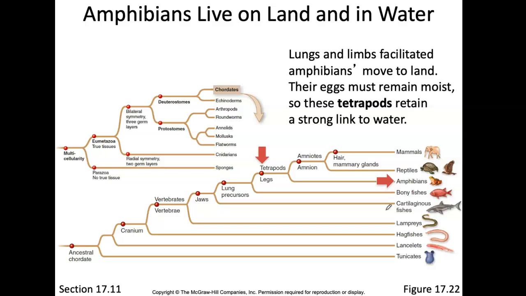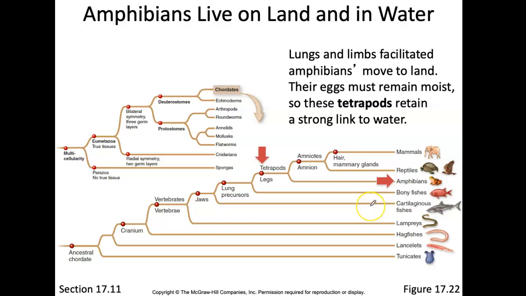So we're out of the water, right? Amphibians, they live on land. They're no longer like fish in the water, but their eggs must remain moist. So they're sort of partially aquatic, partially not, because their young needs to be laid in the water. If not, it will desiccate, it will dry out.